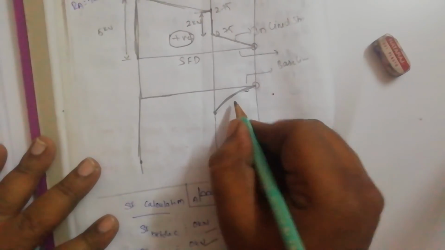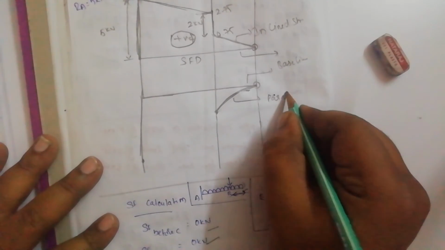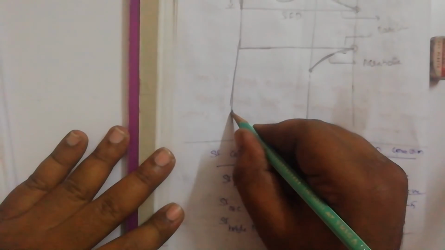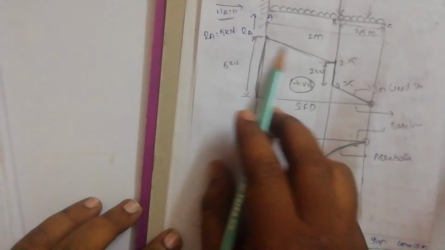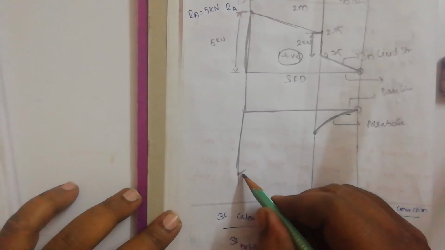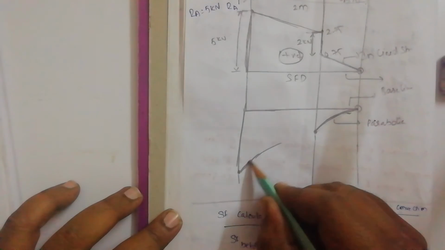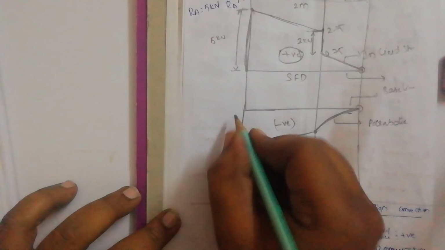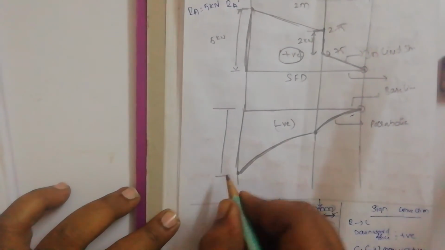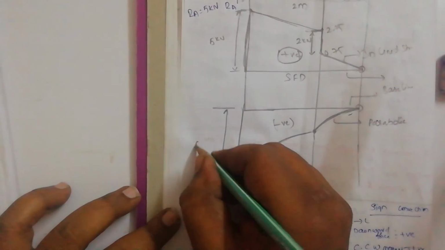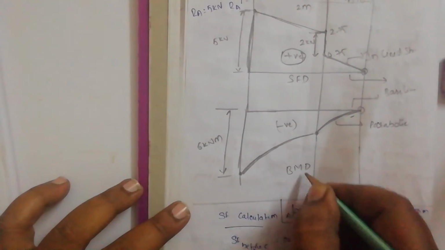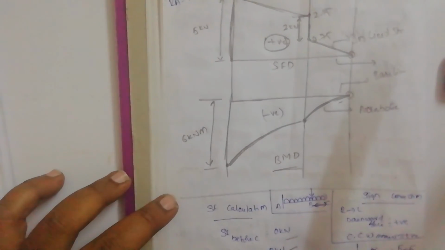Here it is a parabolic curve. Next, from this point to this point, again you have to join, since this is also inclined. See here, this is also inclined. So how do you join these two points? You use a parabolic curve. So this is a negative curve. What is the length of this value? The entire length of this is nothing but 6 kilonewton meter, and this is your bending moment diagram.